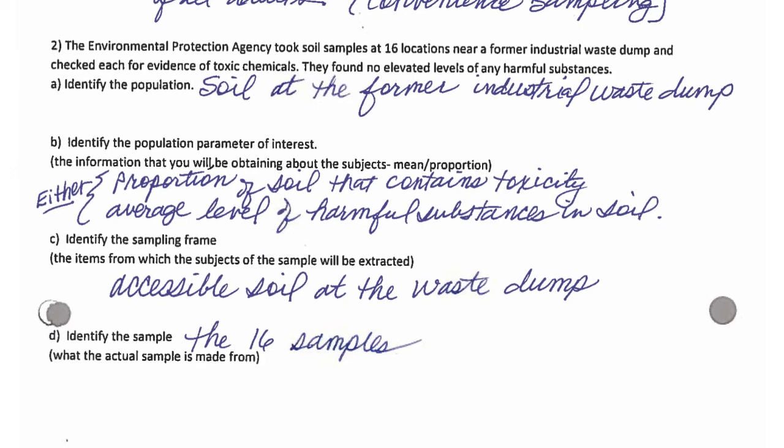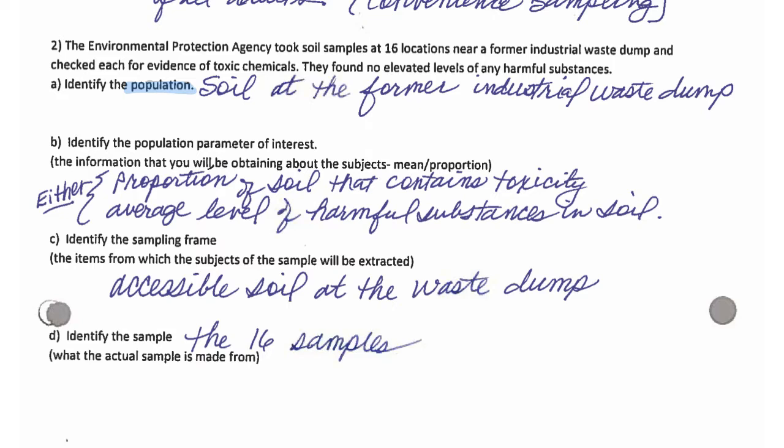Okay. So number 2, that was the one where the EPA, and this is really a situation that happens. The Environmental Protection Agency wanted to check a former waste dump to see if the soil was toxic there. So the population is like, what is the total amount of stuff? Like what is the final product you wanted to make a conclusion about? What was your end conclusion about? And it was about all the soil at that former industrial waste dump, okay?